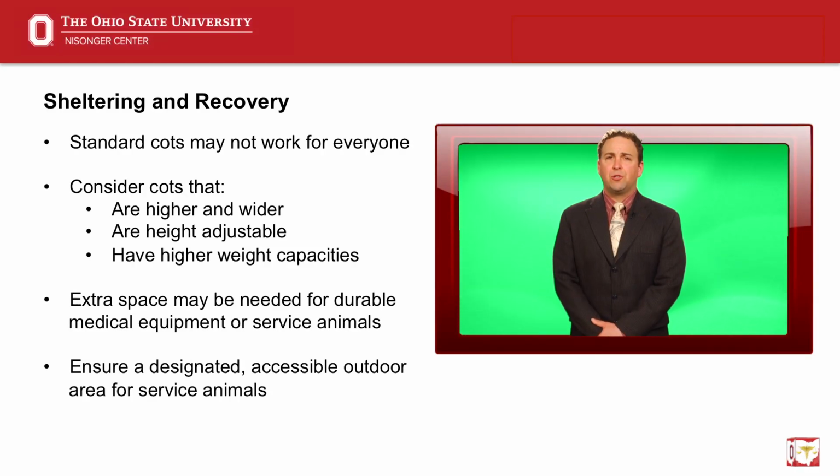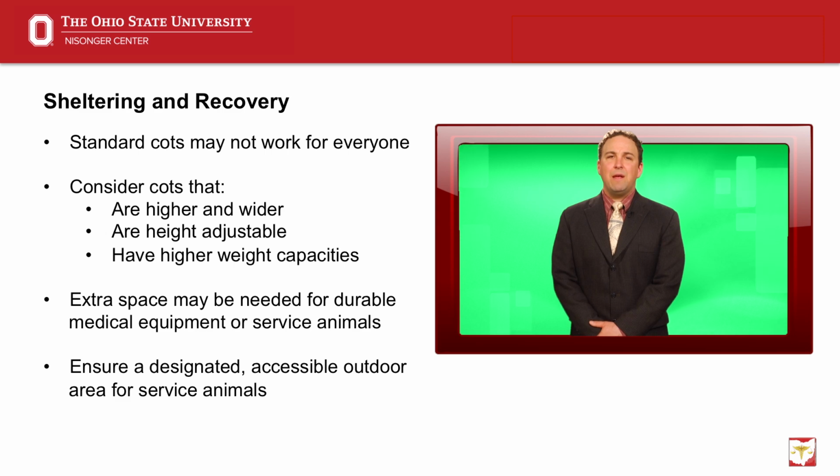Standard cots used in shelters may not work for everyone. Shelter staff should consult with shelter residents with disabilities to determine if cot changes or cot location changes are needed. There are no ADA-approved cots. However, some cots are higher and wider than others, have an adjustable height capability, and have higher weight capacities than standard cots. These cots are designed for easier transfer to and from wheelchairs and are generally easier to access for people with mobility impairments. Sometimes cots are easier for people to use when one side is against a wall. This helps to stabilize the cot and acts as a backrest when the person sits up.